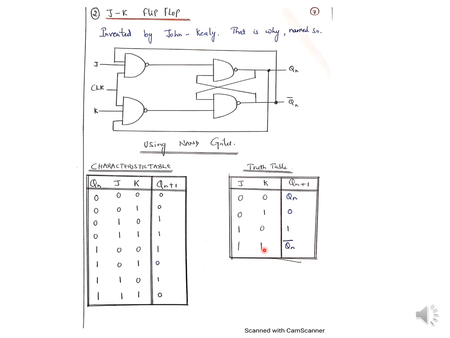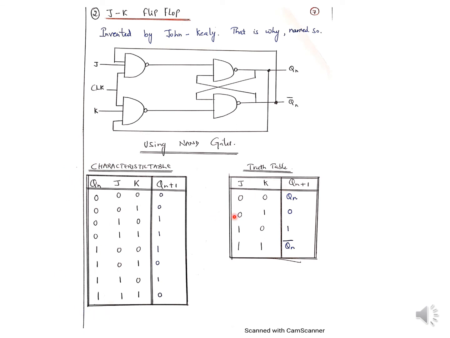When both of the inputs are 1, J equals to 1 and K equals to 1, you can see here what is the output. Basically, it is the complementary output as we have discussed in the previous slide. So if it is 0, it will be 1. If it is 1, it will be 0. So basically I will write here Qn bar, the complementary of the previous output. So this is the truth table of the JK flip-flop. This is the characteristic table of the JK flip-flop.